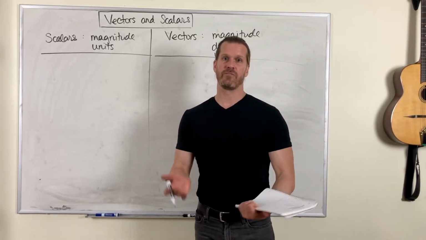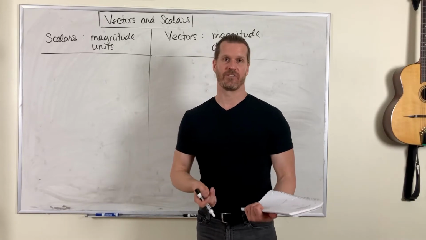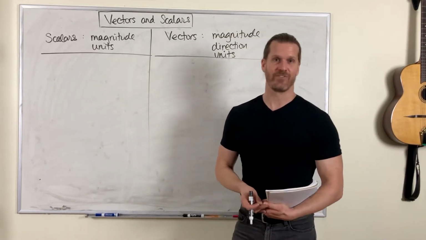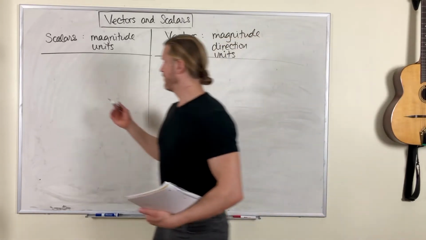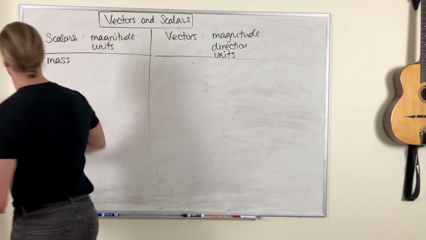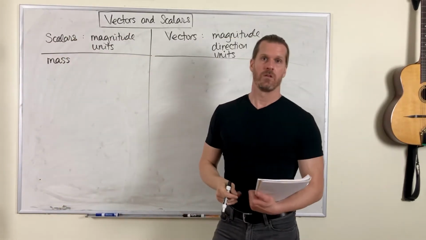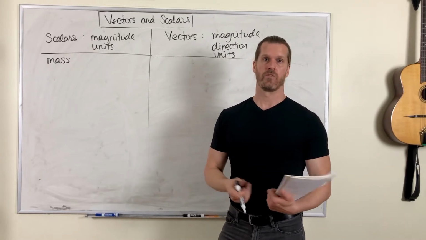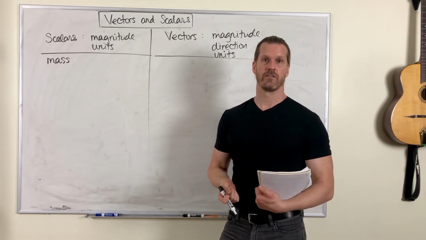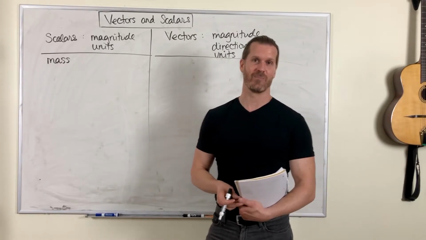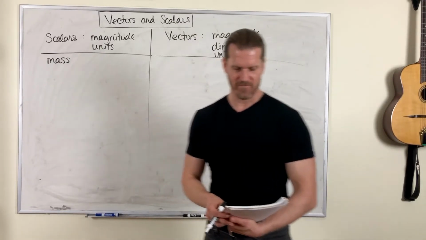So let me give you some examples of these two different types of quantities, and you can probably recognize many that you've seen before. So a scalar is something like a mass. If I ask you what the mass of a suitcase is, you might say it's 10 kilograms. You don't need to say it's 10 kilograms up or 10 kilograms east.